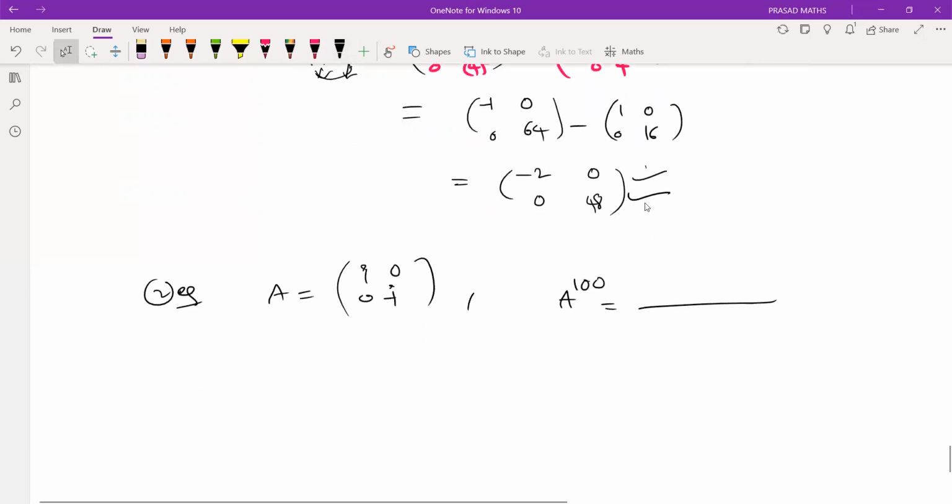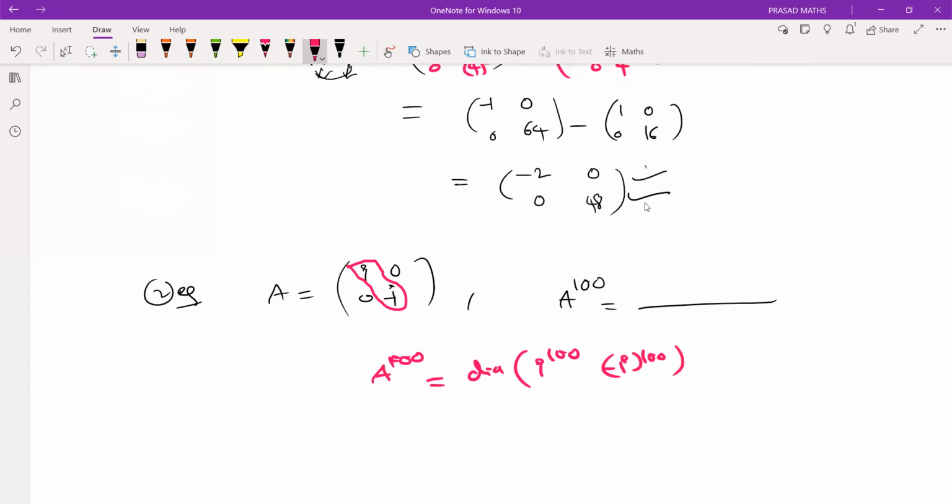So again, it is a diagonal matrix with entries -1, 0, 0, 1. What is the feature of a diagonal matrix? It is diag of i to the power 100, minus i to the power 100. You know, i squared is nothing but -1, i cubed equals minus i, and i to the power 4 is equal to 1.